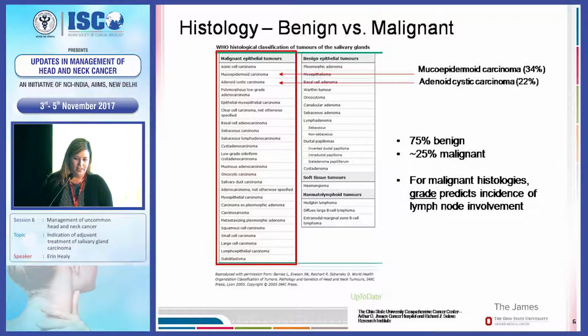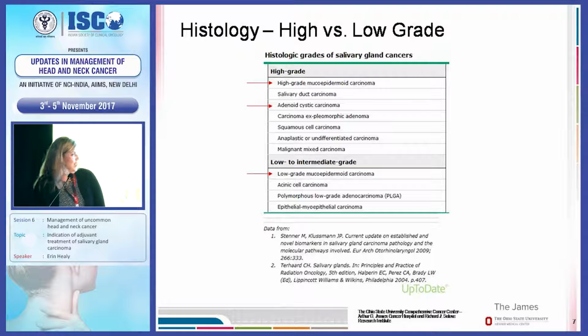They're very heterogeneous. And we like to focus on the two most common, which are the mucoepidermoid, which represent about a third, and then the adenoid cystic, which is about 22%. And I'd like to also highlight this because for malignant histologies, the grade is what's important because that is what predicts lymph node involvement. So once you've decided benign versus malignant, you look at grade. As you can see here, mucoepidermoid, there's high grade, and adenoid cystic is typically high grade, but there's also mucoepidermoid here in the low grade, which is important.